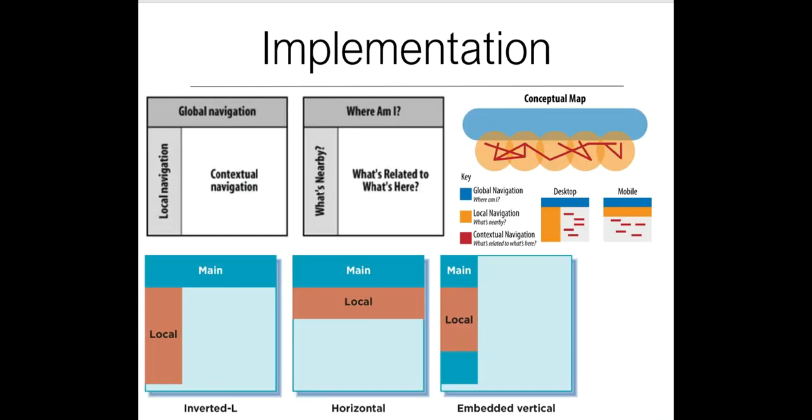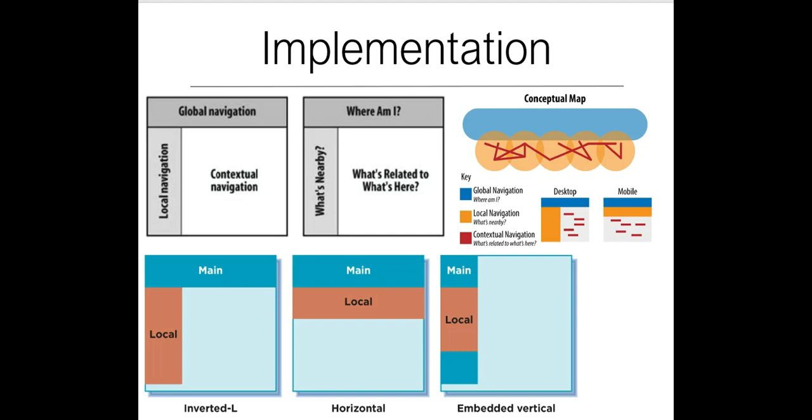Now, in terms of implementation, this is sort of the typical ways in which these types of things are employed. So generally speaking, looking at the ones in grayscale, you have global navigation on the top, followed by local navigation on the left-hand side, and then you have contextual navigation in the body content in the center. And that relates essentially to global navigation to, where am I at the moment?